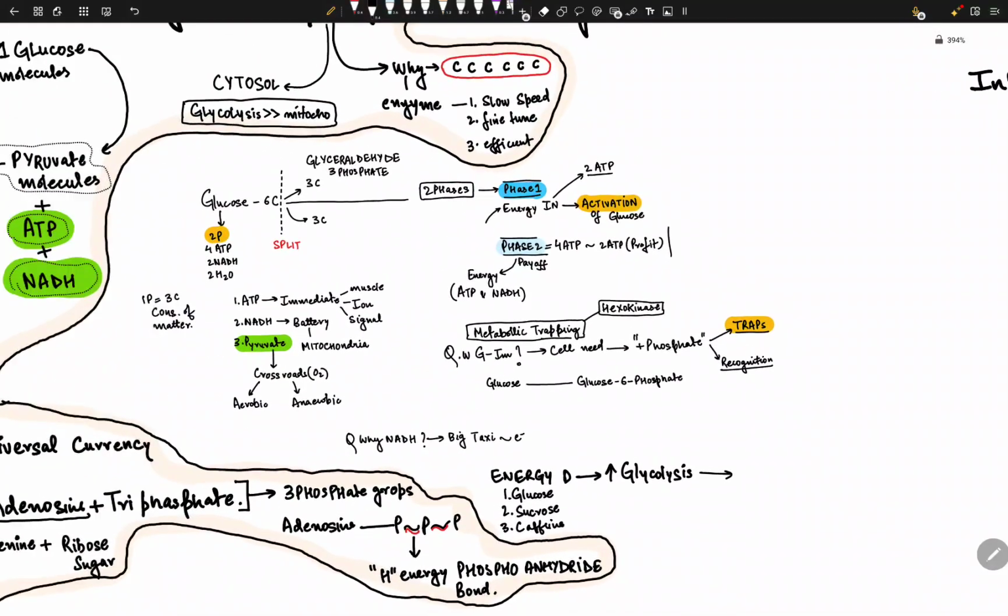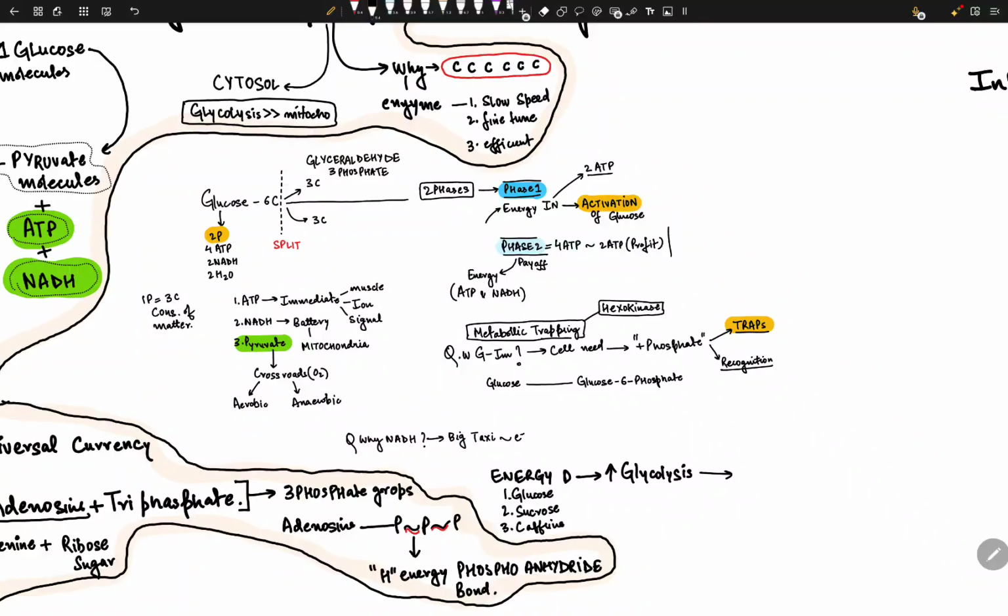In this part, we discussed phases, phase 1 and phase 2. We discussed that glycolysis has an investment phase followed by a payoff phase. In the investment phase, 2 ATP are consumed. We get 4 ATP, 2 ATP in each stream, so a net gain of 2 ATP.